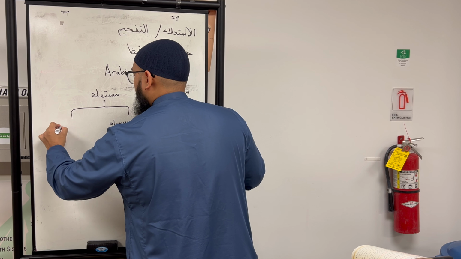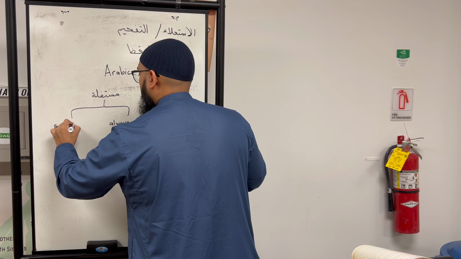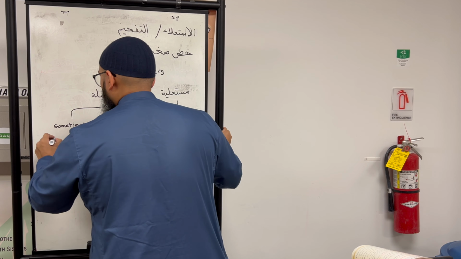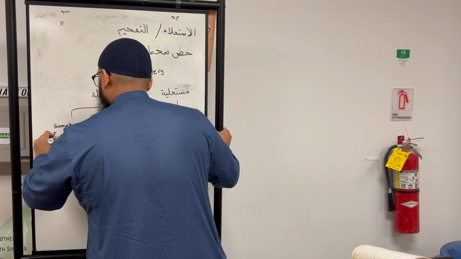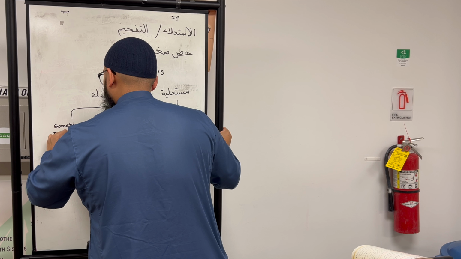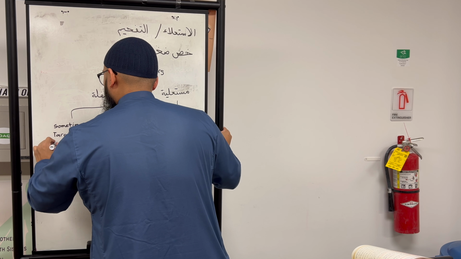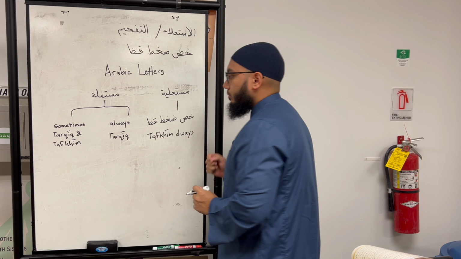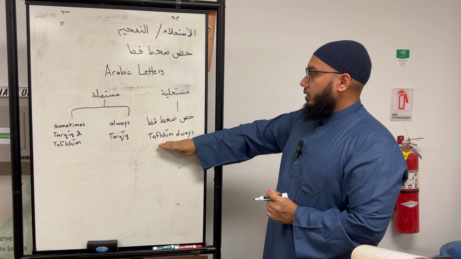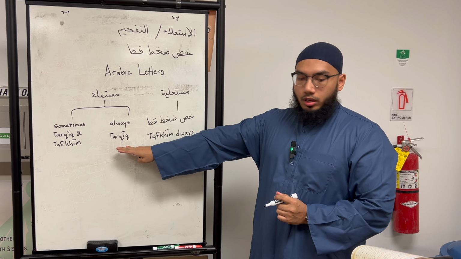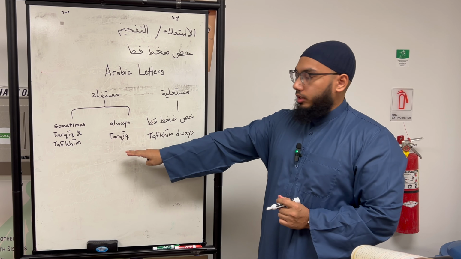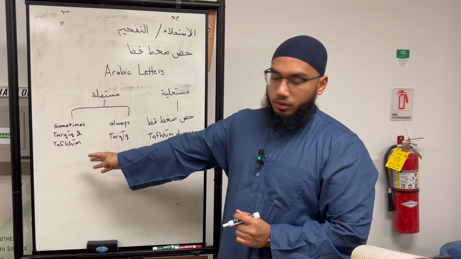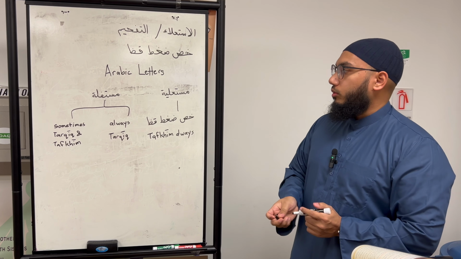And then there are some that are sometimes muraqqaq, sometimes mufakham. Muraqqaq, mufakham means the same thing. I'll just leave it as tarqiq and tafkhim. Okay. So you got these permanently full mouth. Then you got the ones that are most of the times or always empty mouth. But then you have a hybrid. Anyone know what these are? Sometimes empty mouth, sometimes full mouth.